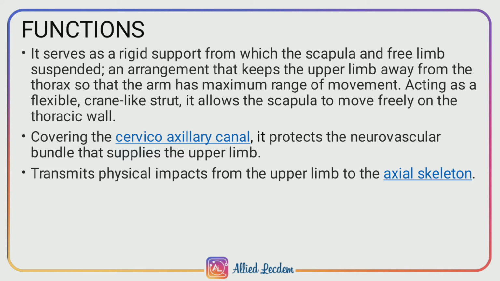Next, we'll see the functions of clavicle. It provides the maximum range of movement as it supports a rigid strut from which the scapula and free limb are suspended, an arrangement that keeps the upper limb away from the thorax so that the arm has a maximum range of movement. Acting as a flexible crane-like strut, it allows the scapula to move freely on the thoracic wall. Next, it covers the cervico-axillary canal, and it protects the neurovascular bundle that supplies the upper limb and transmits physical impacts from the upper limb to the axial skeleton.